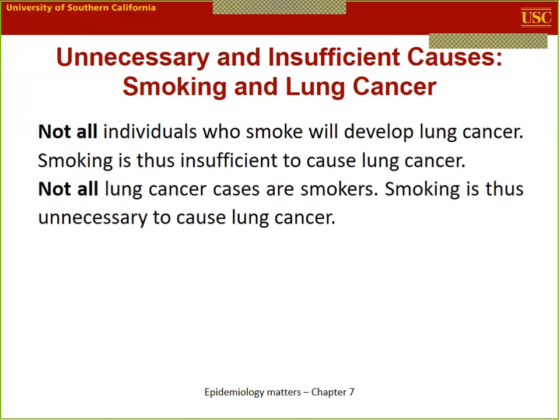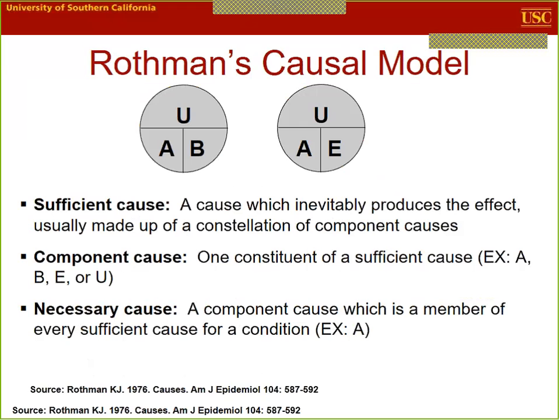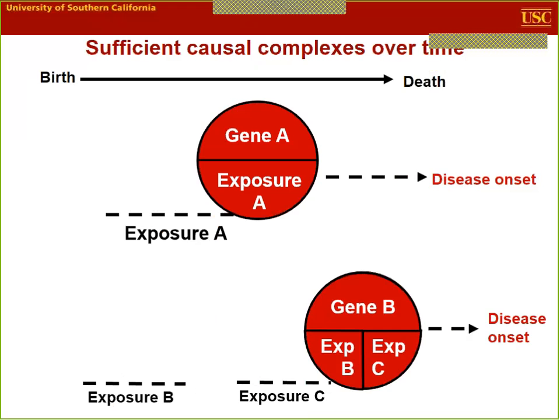So I'm going to skip these, and I'm just going to point out a very important and very readable article on causation and these ideas of necessary and sufficient. It's Ken Rothman's paper in the American Journal of Epidemiology in 1976. So if you're not familiar with this, put it on your reading list to get a better idea about necessary and sufficiency. So we're skipping through some wonderful slides here.